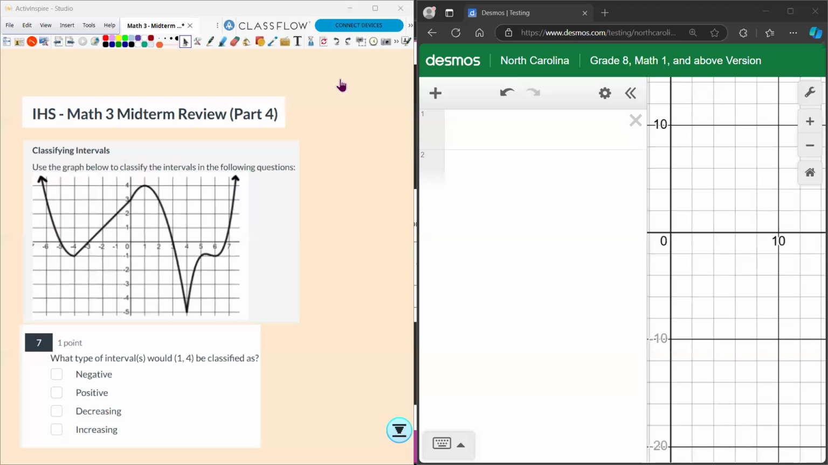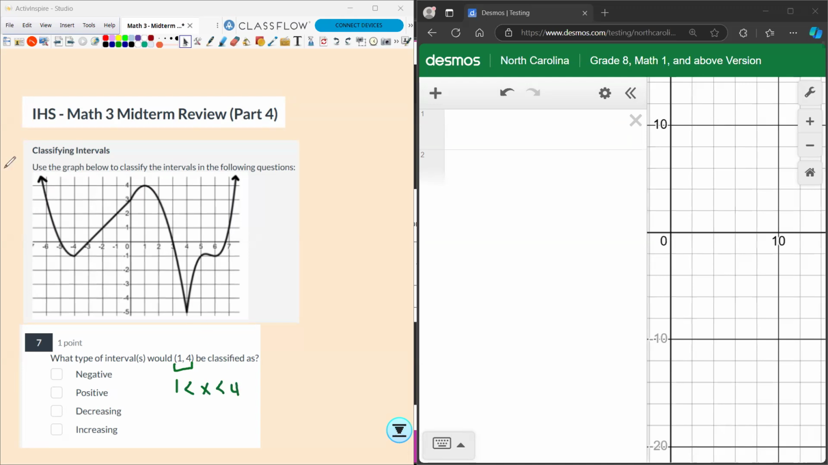We want to identify on these questions, 7 through 14, whether they're positive, negative, decreasing, or increasing intervals. So you're going to be given an interval, and these are going to always be x values. So this is not a coordinate. This is an x to x. So it reads like 1 is less than x is less than 4. Anything between 1 and 4.